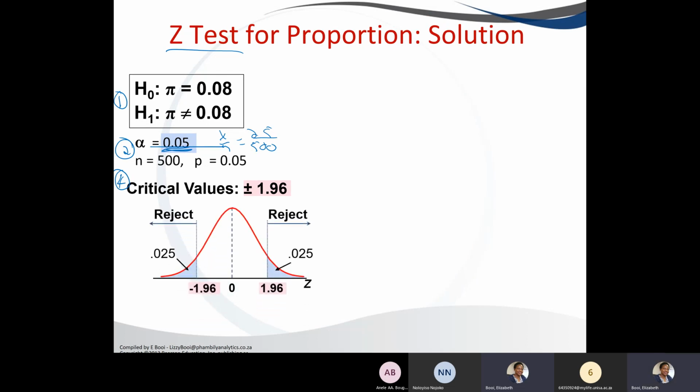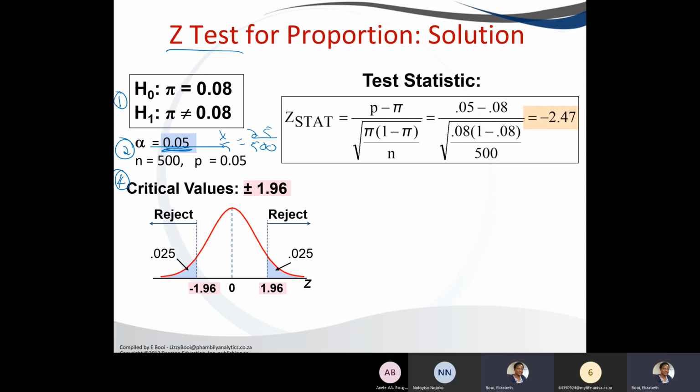Step number 5. So with the critical value, we are able to create our region of rejection. Step number 5, we calculate the test statistic, substituting all the values and making the calculation. We find that the answer is minus 2.47.